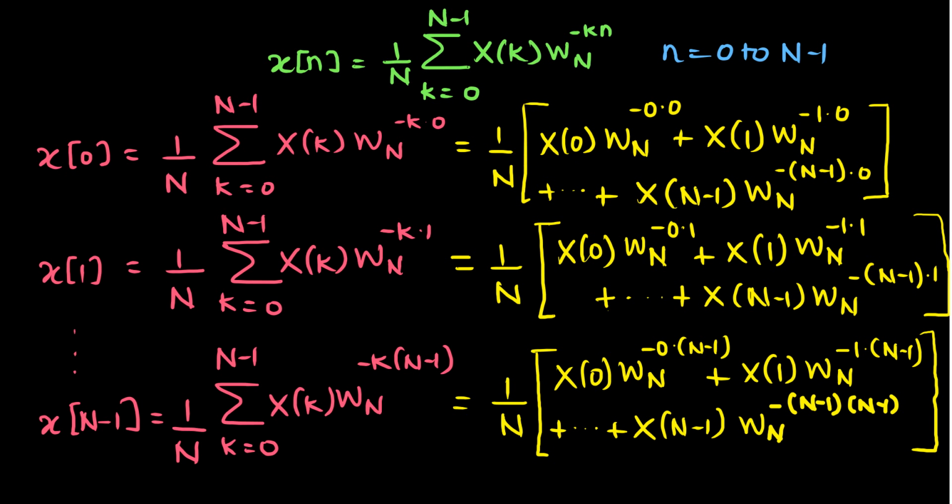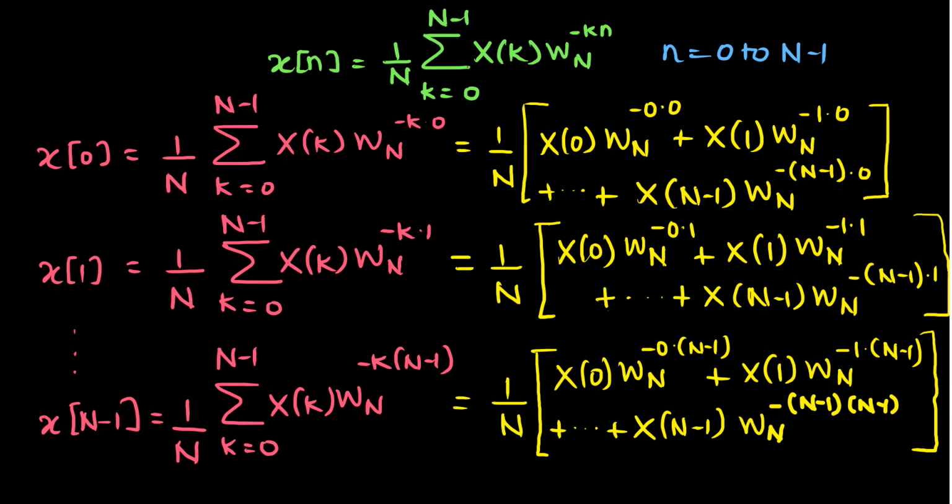So we know that if we have x of 0, then we need to substitute the n as 0, and then we have it as summation k running from 0 to n minus 1 x of k Wn to the power minus k into 0 and scaled by the factor of 1 by n, and it can be expanded something like this. Similarly, when we need to find the value of x of 1, then we just need to substitute the value of n as 1 in this expression and simply expand, and same goes with when we need to find the value of x of n when n equal to n minus 1.